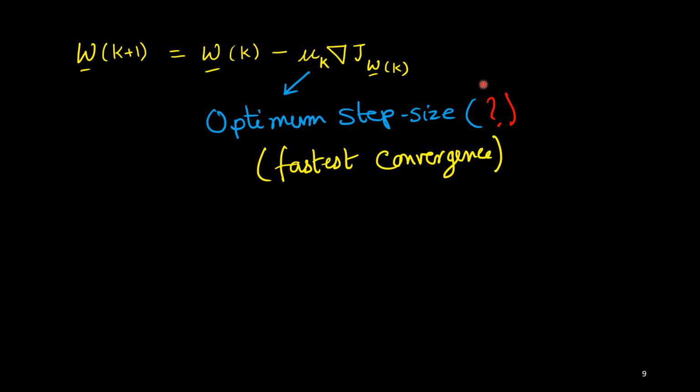In standard gradient descent algorithm, we will work with a constant step size. Generally, we will consider a small value so that it won't go out of bound, say it won't diverge. But if you want the fastest convergence, then in every iteration we need to modify the step size. We need to use the proper step size, the optimum value for this mu k. Then the algorithm will be called the steepest gradient descent algorithm. I hope it is clear.